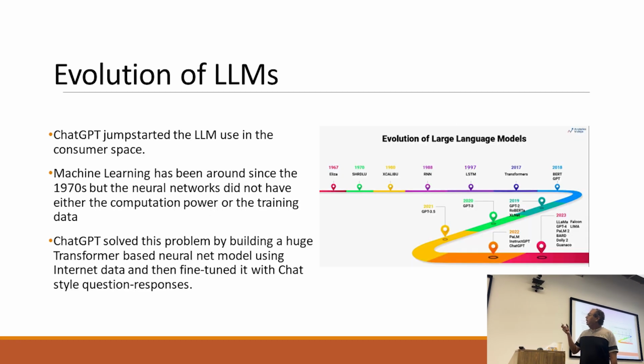So before we go there, I think neural networks have been around since the 1970s. I think ELIZA was the first one, and then you had a whole bunch. And the turning point came here, which was a Google paper called Transformers. Attention is all you need. That was a turning point because it let people create really large neural networks.